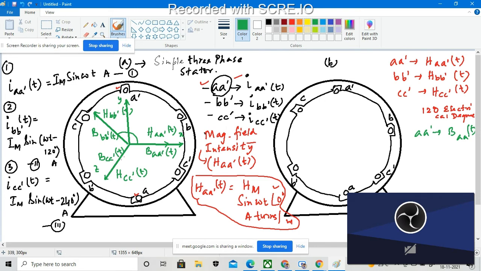Okay, so these are the magnetizing intensities we are drawing. The magnetizing intensities that will be produced by each coil. Each coil means each and every coil: the A dash coil, B dash coil, and the C dash coil. So we see here the magnetizing intensity that will be produced by the A dash coil, B dash coil, and the C dash coil. Each coil we have to show.